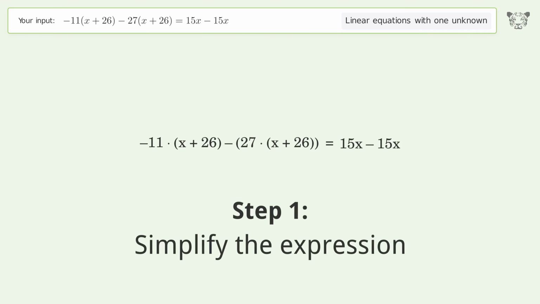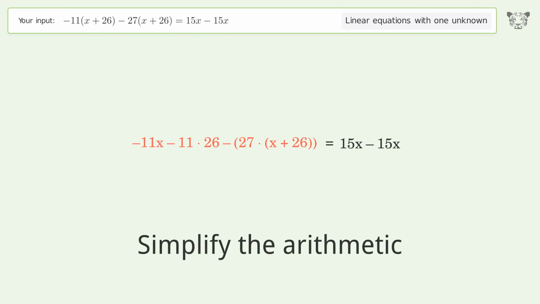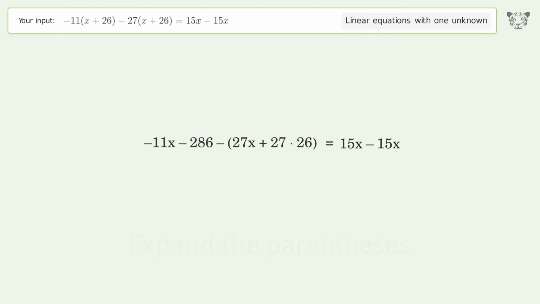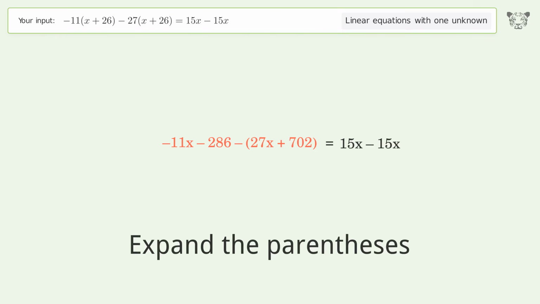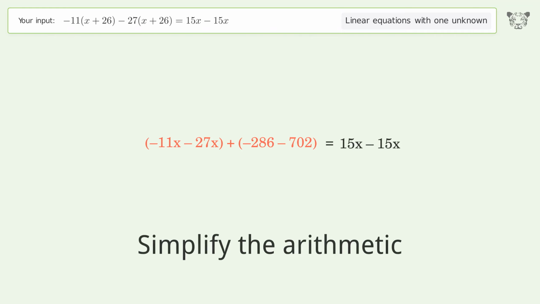Simplify the expression. Expand the parentheses. Simplify the arithmetic. Expand the parentheses. Simplify the arithmetic. Expand the parentheses. Group like terms. Simplify the arithmetic.